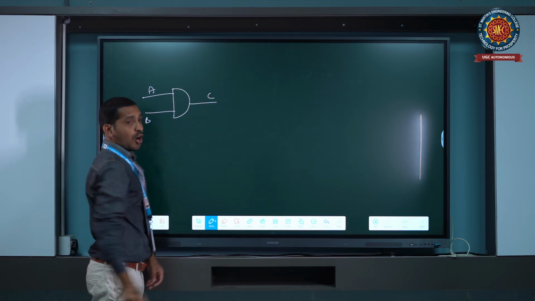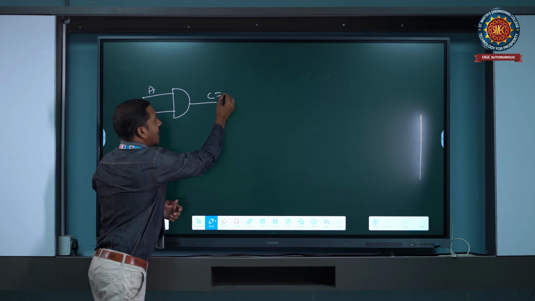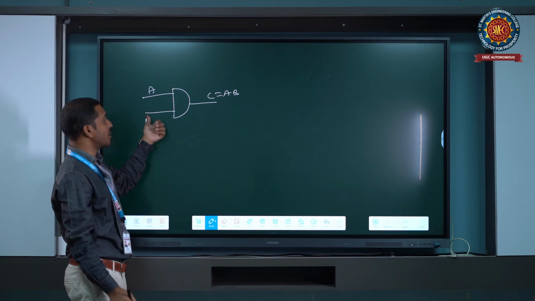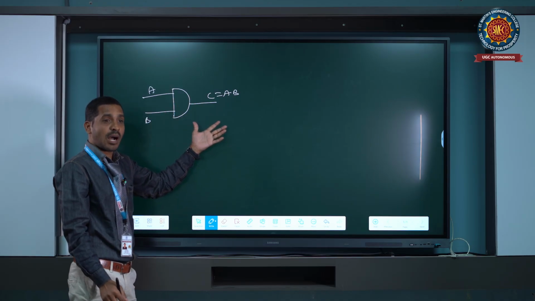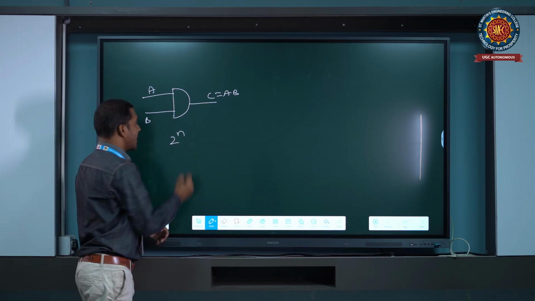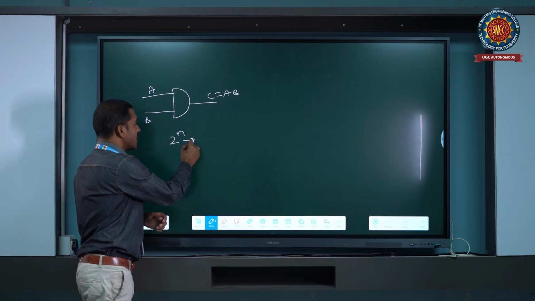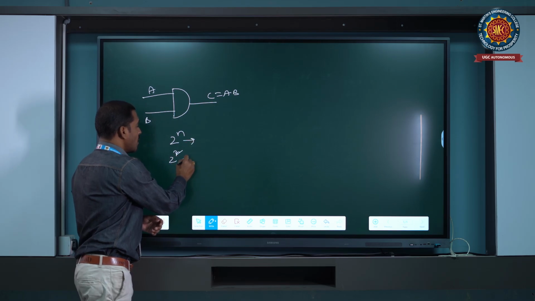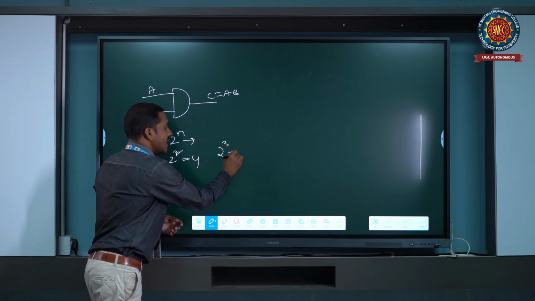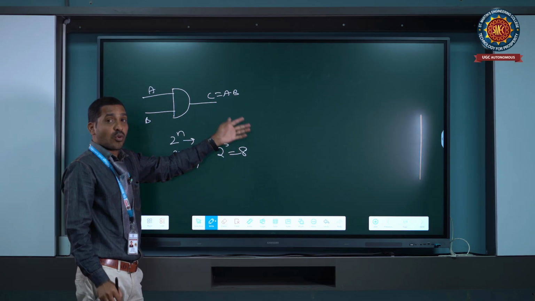C is the output. So the basic AND gate operation is simple multiplication: C equal to A dot B. The number of input combinations depends on the number of inputs: 2 power n combinations, where n is the number of inputs. With two inputs, 2 power 2 gives 4 input combinations. With three inputs, 2 power 3 gives 8 input combinations. So for a two-input AND gate, you use 4 input combinations.